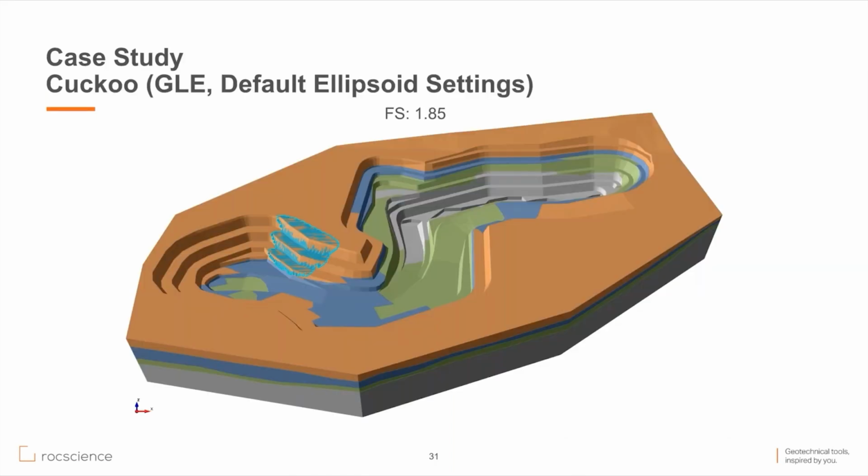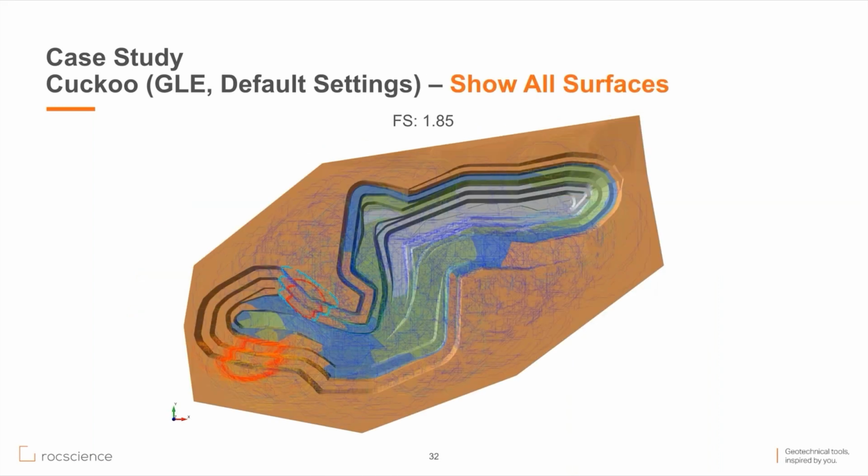I'm now going to show you the results of a case study where different search settings have been applied. This is a simple open pit mine with 4 materials, all isotropic. At default settings, the factor of safety reporting at GLE is 1.85. If I select show all surfaces, I can now see where the slip surfaces were generated.